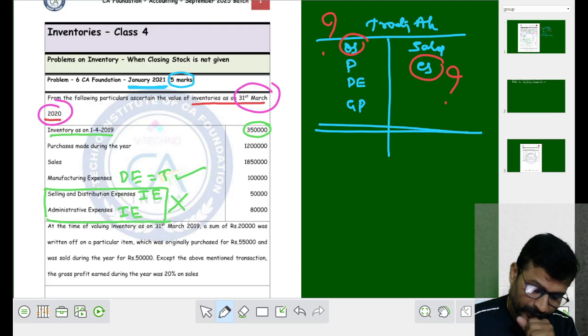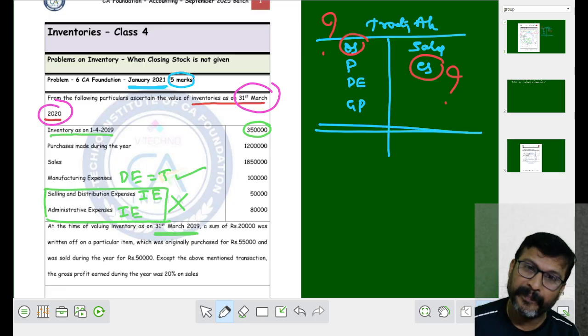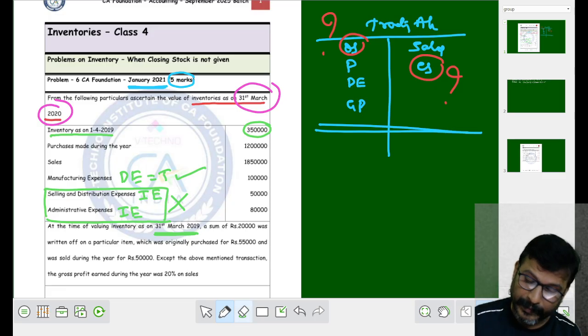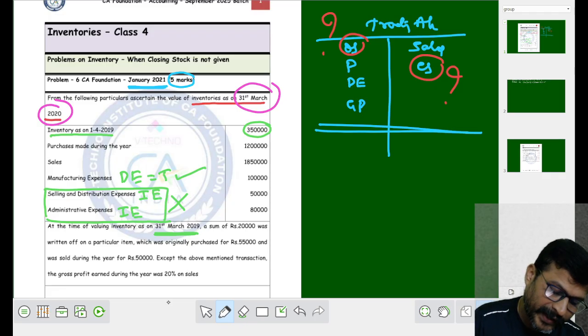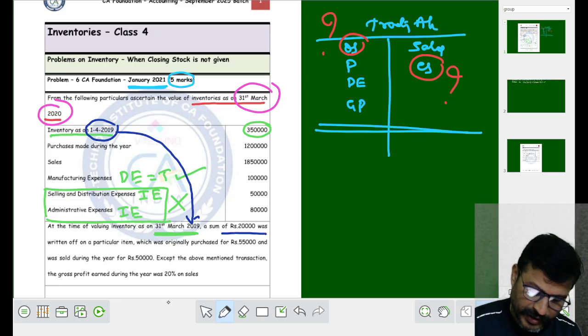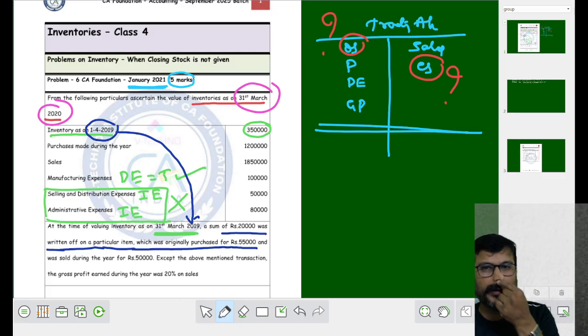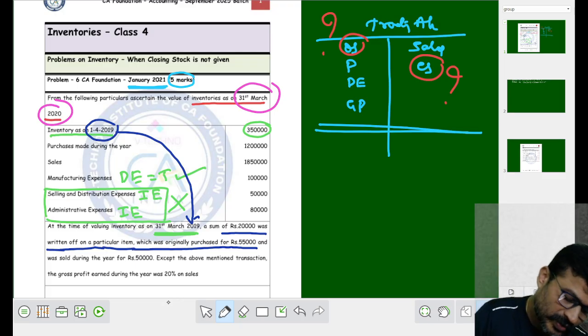Fine. At the time of valuing the inventory on March 2019, see my dear student, March 2019 is nothing but April 2019, right? Just one day after that. A sum of 20,000 was written off on a particular item, which was originally purchased for 55,000. This belongs to opening inventory. You put a star mark.